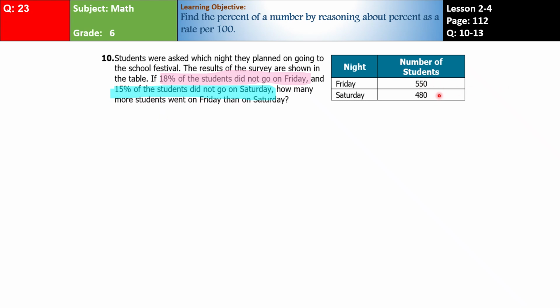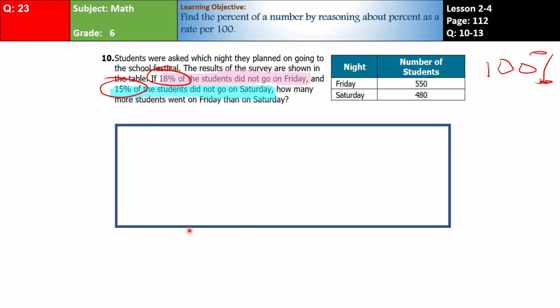So how many students were there on Friday? 550, and on Saturday 480. What if something is fully done? Fully done means 100% of the work is done. So the total percentage is 100. On Friday 18% did not go, and on Saturday 15% did not go. So what we will do is subtract the percentages first.